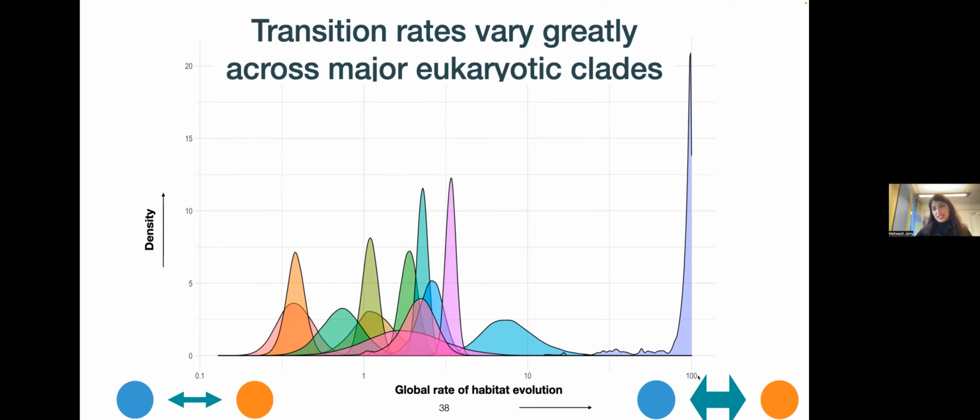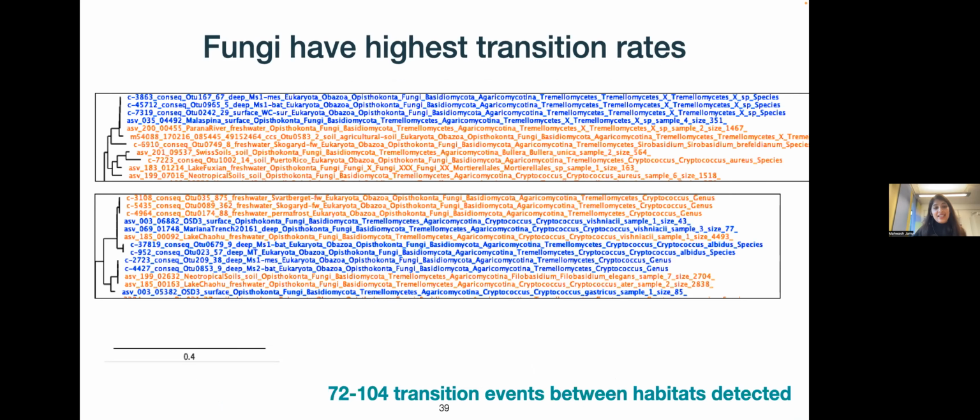So it's increasing in this direction. And here we saw that fungi have by far the highest transition rates. And indeed, when we look at the fungal phylogenies, we see that the marine and non-marine lineages are very, very closely related. They have very tiny branch lengths in between them.